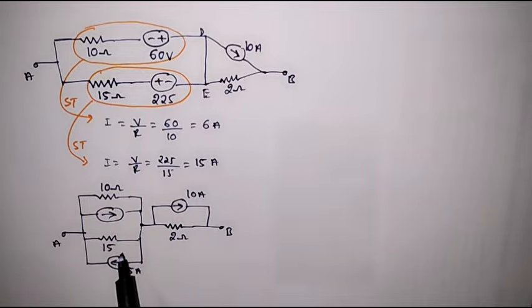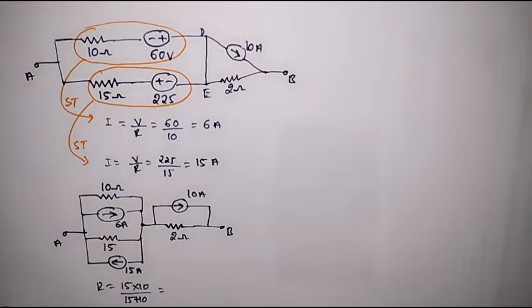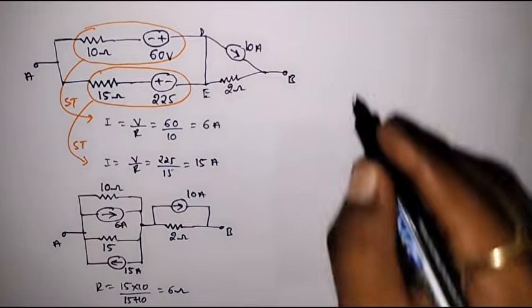So now observe this network. Here 15 ohm resistor is in parallel with 10 ohm resistor and 6 amp current source is in parallel with 15 amp current source. I can replace these two current sources by a single current source of magnitude 15 minus 6, as they are opposite to each other, that is 9 amp, and the resistance values 10 and 15 are parallel to each other, that is 15 into 10 divided by 15 plus 10, which is equal to 6 ohm. Now I'll redraw the circuit here.